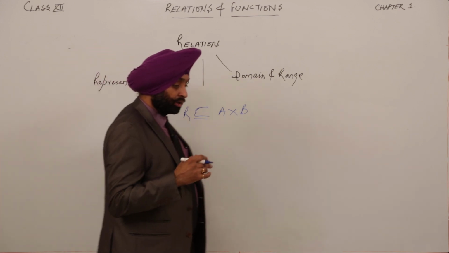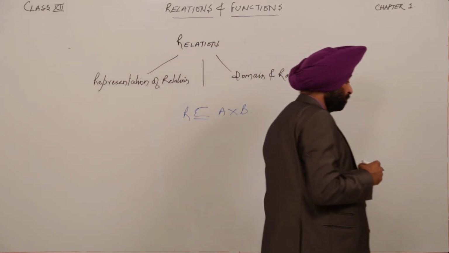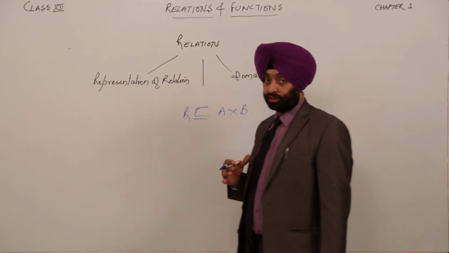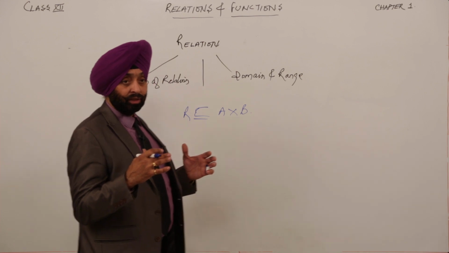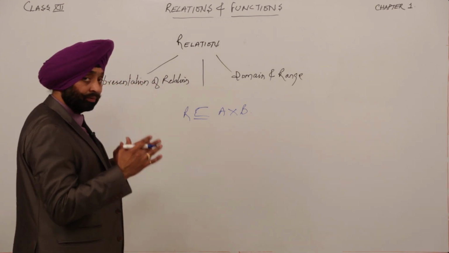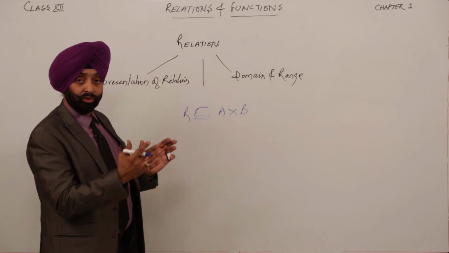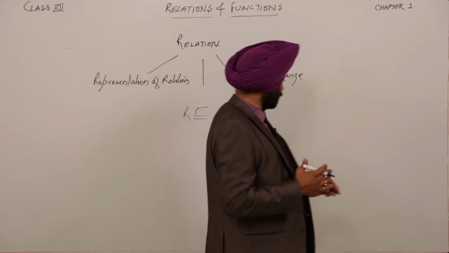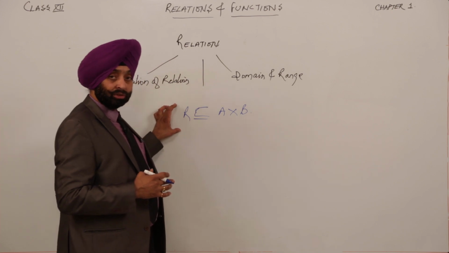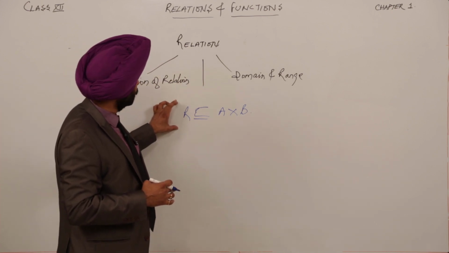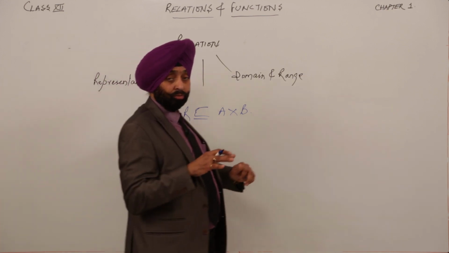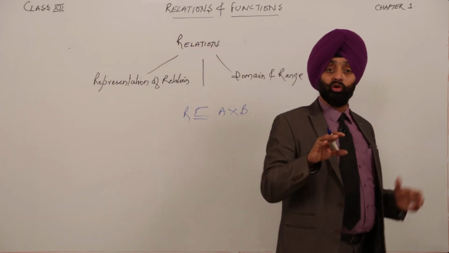You can say that a relation is a pattern, a link between two sets. How is it linked? As we have discussed in ordered pairs, the first element is from set A and the second element is from set B. Similarly, what does R mean? Capital R is always used for some relation. It can be any relation, a mathematical relation or a human relation.